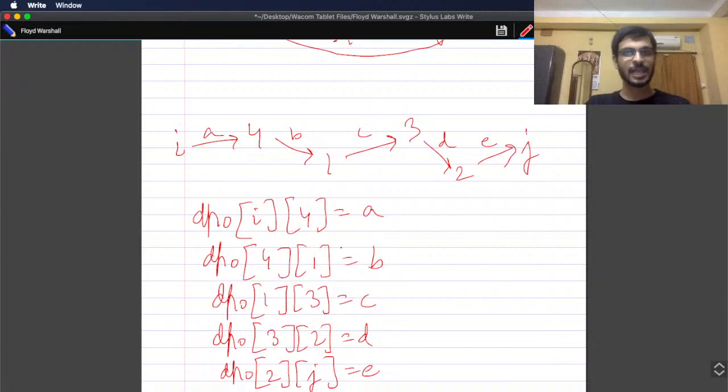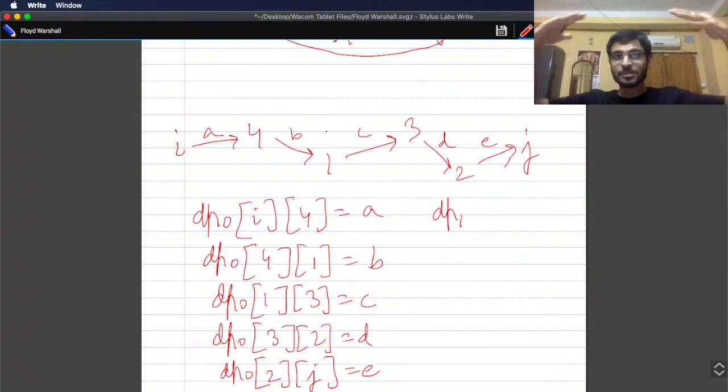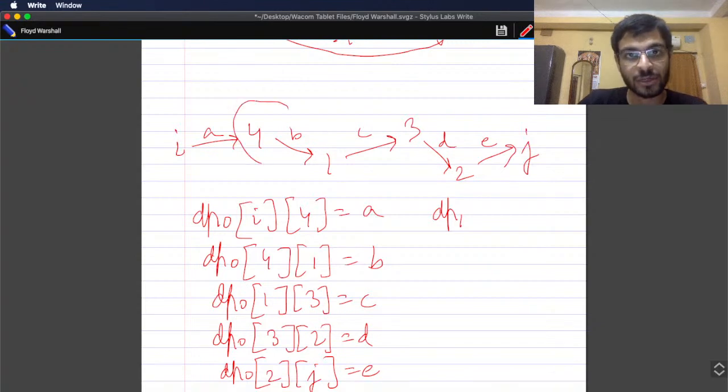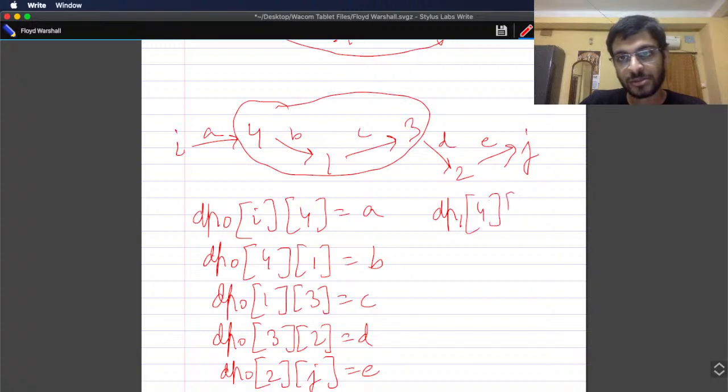From here, the first thing that I'll do is I will say that I'm allowed to use 1 as the intermediary vertex first. So I'll form dp1 and I will say use 1 as the intermediary vertex. So using 1 as the intermediary vertex, whatever is possible, my algorithm is going to compute all of them in dp1. So in dp1, what will I say? I'm going to take this path into consideration. So now my dp1 of 4 to 3 becomes equal to b plus c.